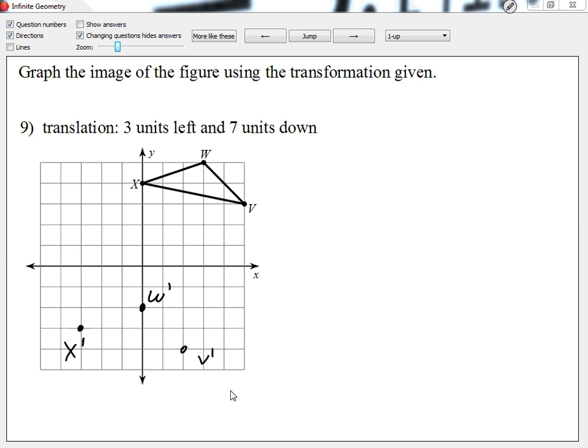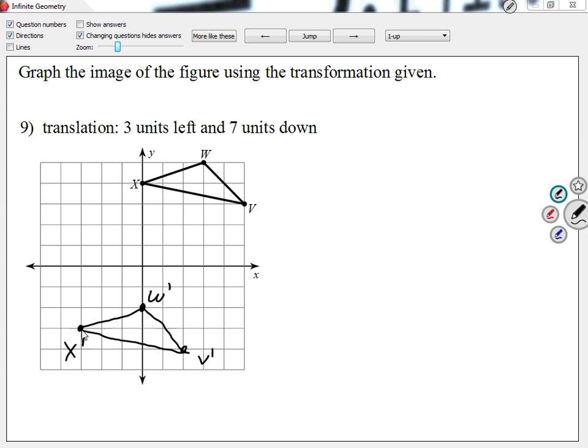Don't forget to write the prime on each. Don't use just the letters. Make sure you write the prime on them. And then just connect your dots. For translation, the picture doesn't change, so it should look pretty much the same thing. Assuming that my segments were straight, I say they will look really good.